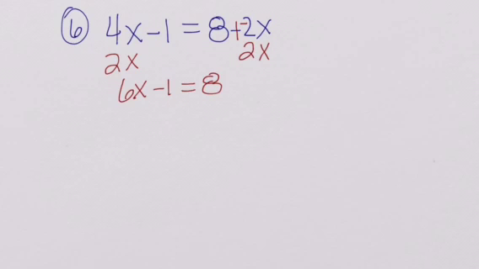Is the variable term on the left? It is. Is it first? It is. Is it by itself? It's not. So we're going to add a line and change the sign to negative 1. So now we're going to zero pair out a positive 1. 6x is equal to 9.